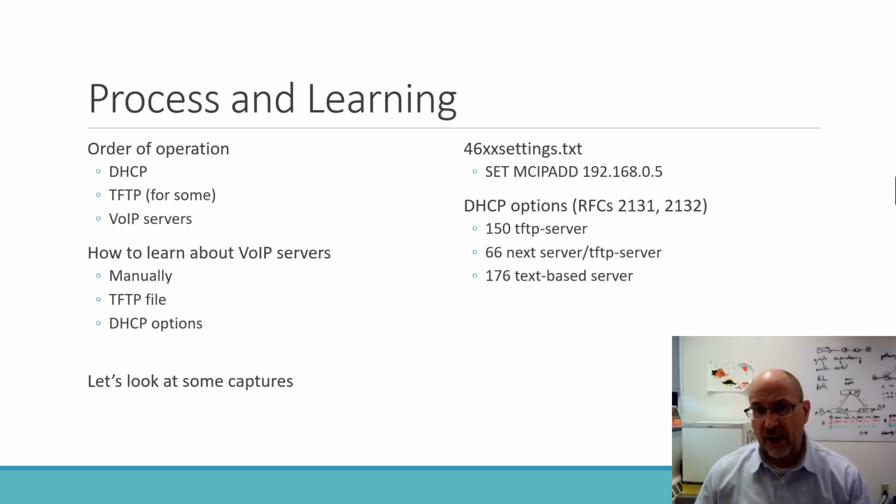So if we're learning about a phone server from DHCP or a TFTP server from DHCP, the primary options that we're going to worry about are 150, 66, and 176. And we'll see some examples of those here in a minute. But for right now, let's take a look at some captures.